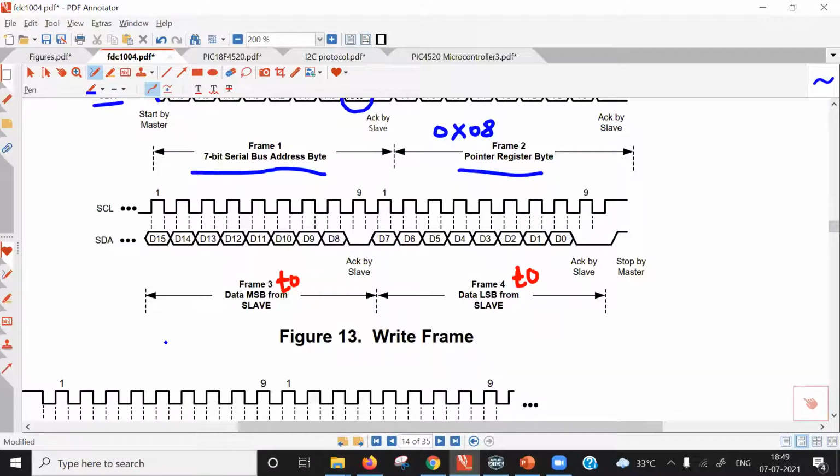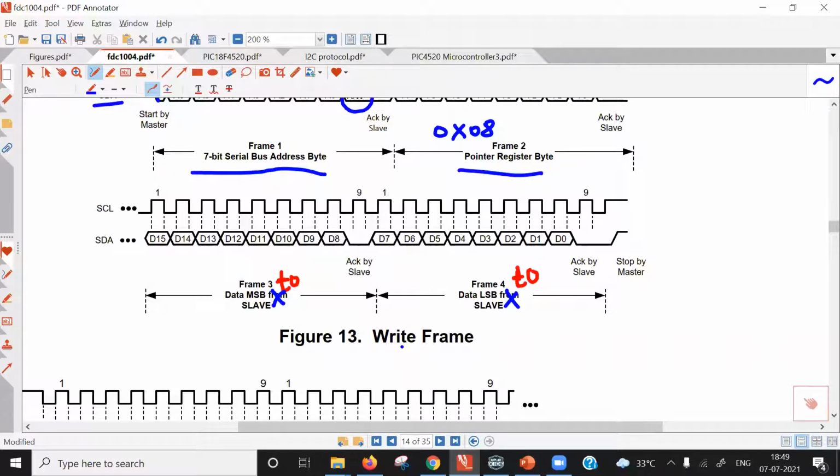So what is written here? First of all, MSB data will be transmitted. In this data sheet, there is a mistake. It is written from here. It is not from. Data is transmitted to slave device. So this is a mistake in the data sheet. So master writes most significant 8 bits to the register in FDC1004 pointed by pointer. And pointer is loaded with, for example, 0x08.